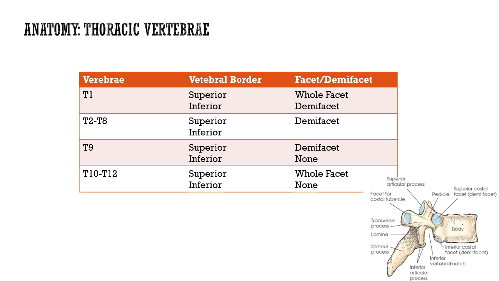They do have facets, whole facets and demifacets. Here's an example of a whole facet for articulation with a rib. Here's a demifacet down here on the body of the vertebra for articulation with the head of the ribs. And this is the transverse process with a facet for articulation with the tubercle of the rib.